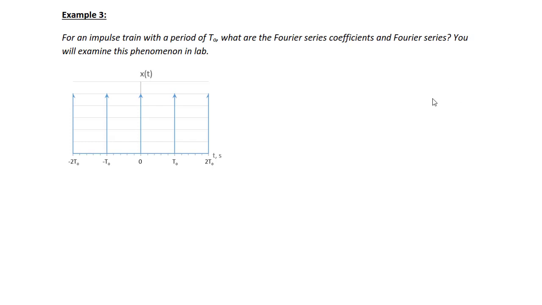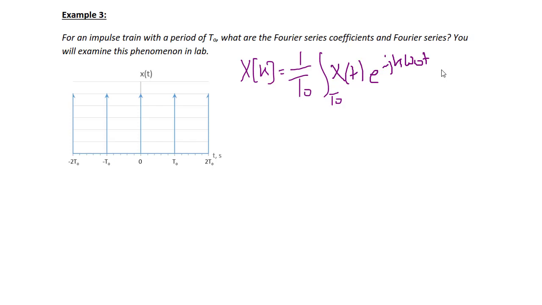You will also examine this phenomenon in lab. So here we have our periodic signal with a period of t0. So x of k is equal to 1 over t0, the integral over 1 period t0, x of t, e to the negative jk omega naught t dt. So this is equal to 1 over t0, the integral from -t0 over 2 to t0 over 2. The first thing I have to emphasize is you cannot integrate from 0 to t0 because the impulse is undefined at 0 and t0. You have to integrate over an impulse, not in the middle of an impulse.